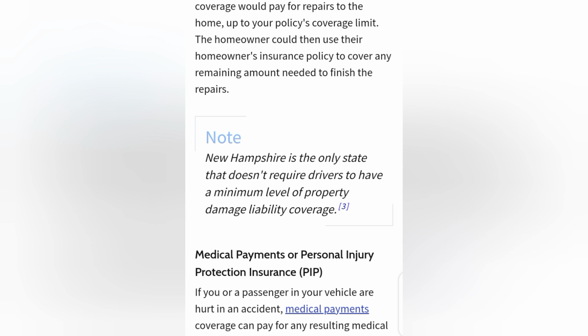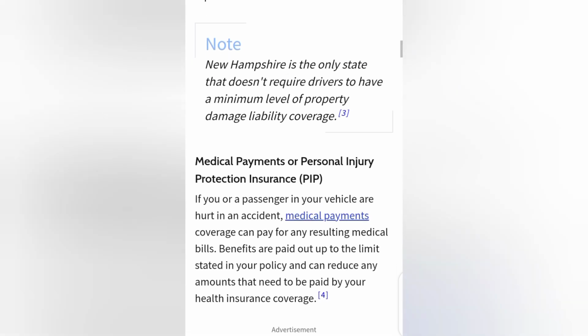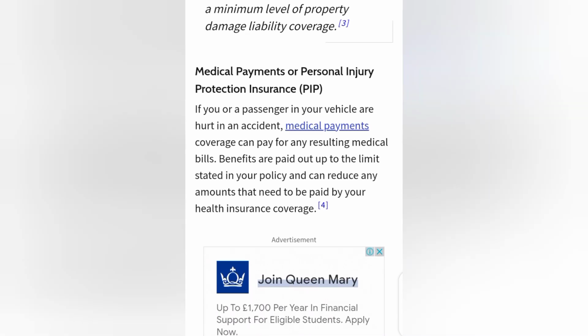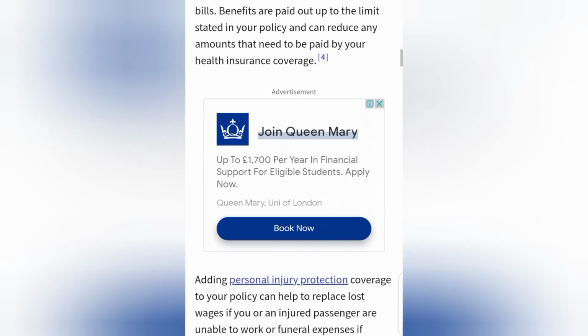New Hampshire is the only state that does not require drivers to have a minimum level of property damage liability coverage. Number 3 is medical payments or personal injury protection insurance, known as PIP. If you or a passenger in your vehicle are hurt in an accident, medical payments coverage can pay for any resulting medical bills. Benefits are paid out up to the limit stated in your policy and can reduce any amounts that need to be paid by your health insurance coverage.